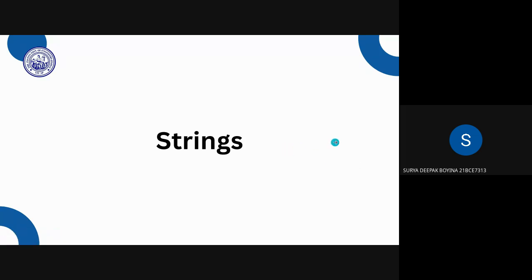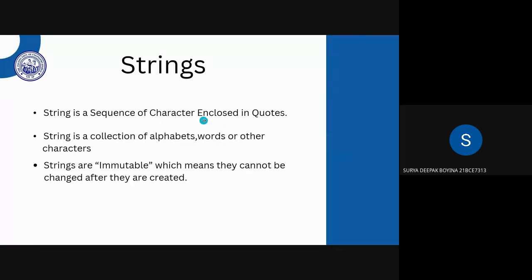So I'll just start. What is a string? String is an interesting topic in Python. You can imagine a string as a sequence of characters enclosed in quotes: single, double, or triple quotes. Another definition is that a string is a collection of alphabets, words, or other characters. One interesting point to note is that strings are immutable, which means they can't be changed after they have been created.